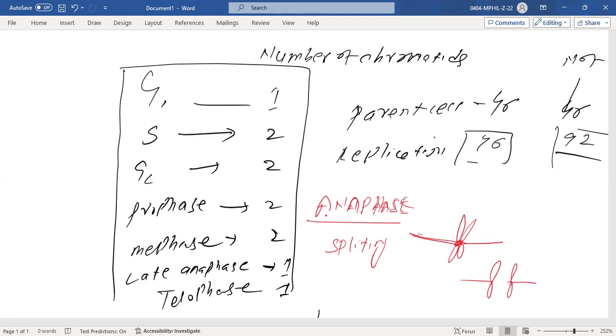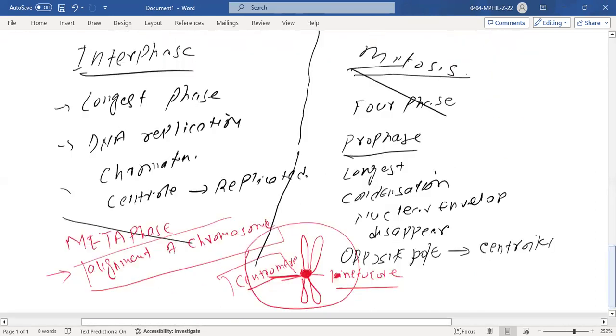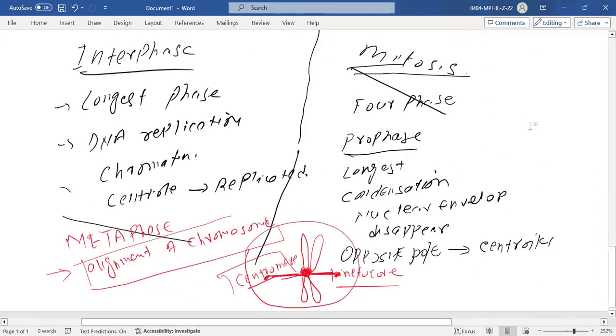So I'm just here to tell you what the key changes are. When you have the diagrams, you can easily differentiate whether it is anaphase, telophase, prophase, late prophase, or early prophase. You should be able to differentiate all this. Okay, beta, anything else?